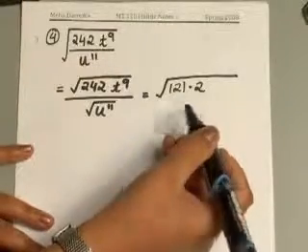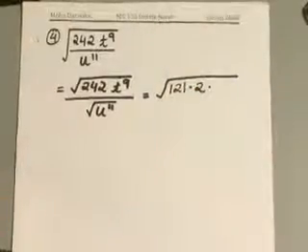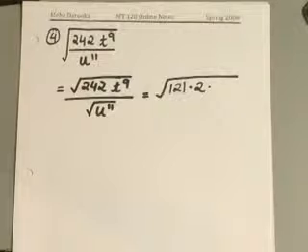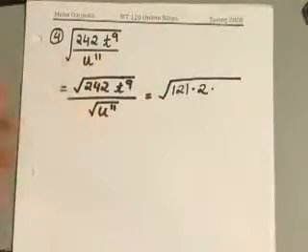So 121 times 2. Now you will notice with your variables, you have t to the 9th and u to the 11th. They are both odd numbers, and we know square root is an even number because it's 2.